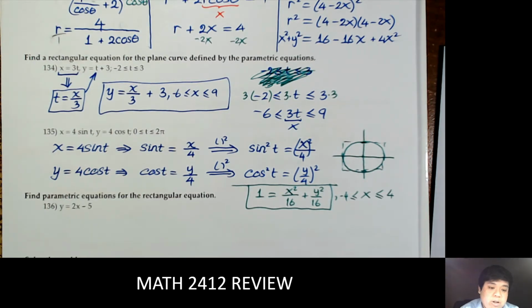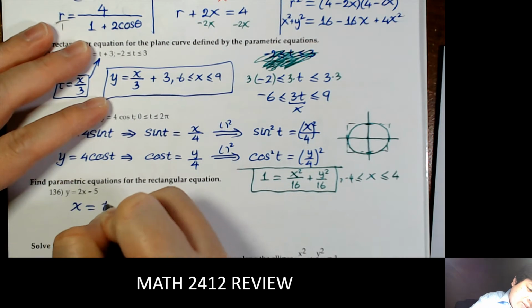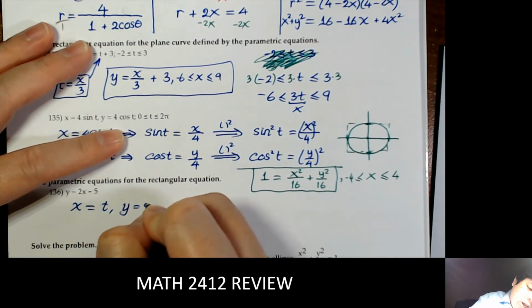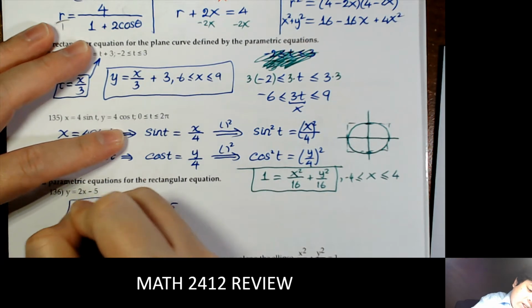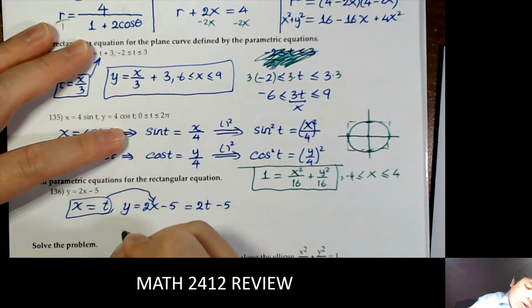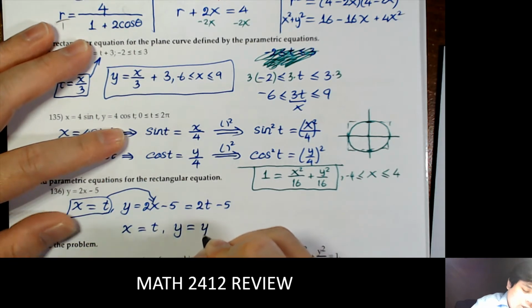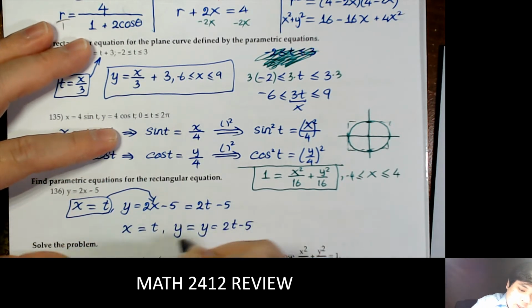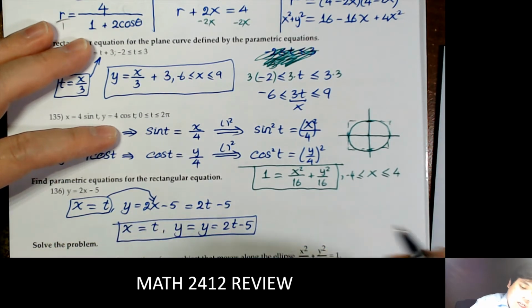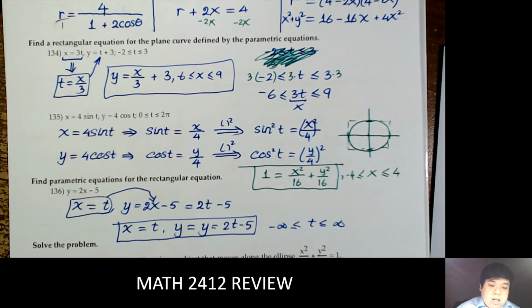Next we write the parametric form for that equation. So it's very easy. The simplest possible way is just x equal to t, then y equal to 2x minus 5, and we substitute in here: y equal to 2t minus 5. On this problem we are not given any domain or range, so we just say x equal to t, y equal to 2t minus 5. So t pretty much can be anything. There's no restriction there.